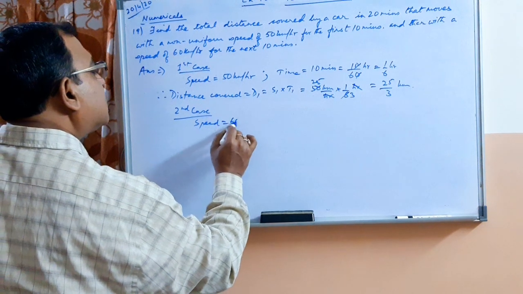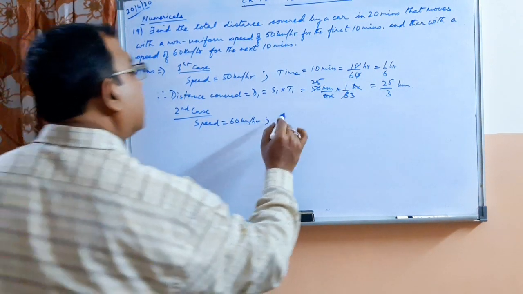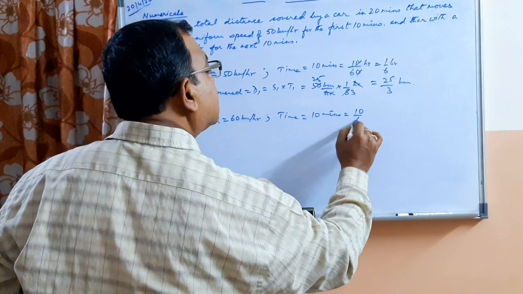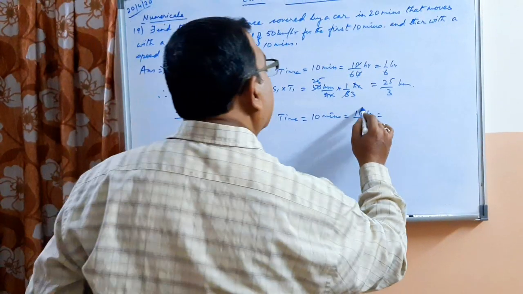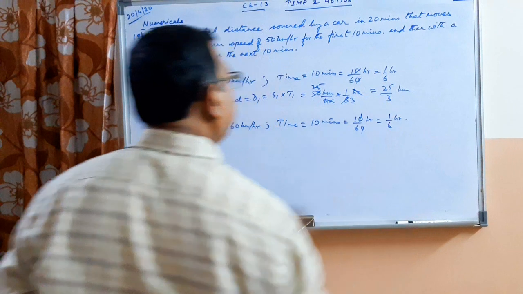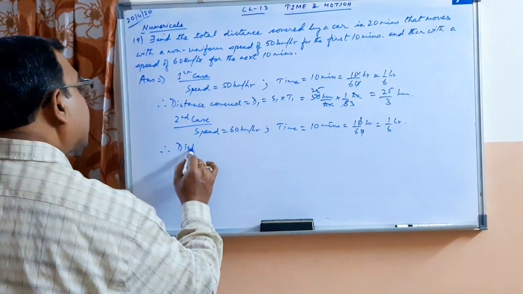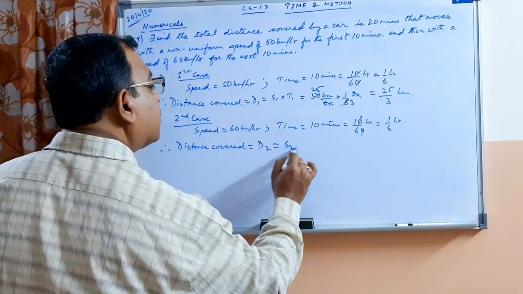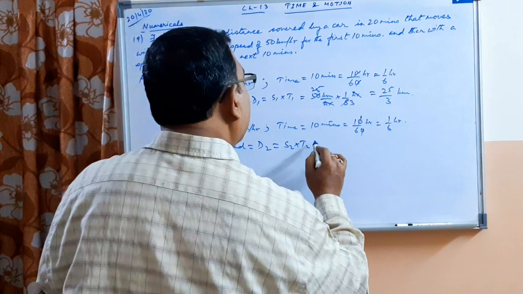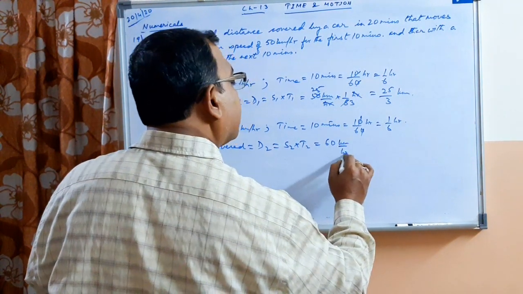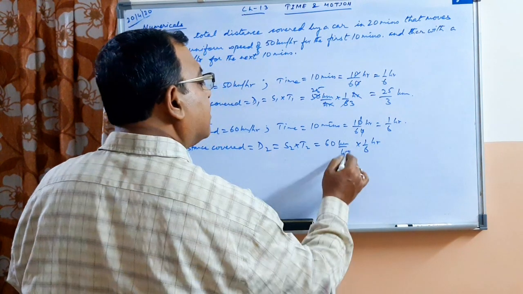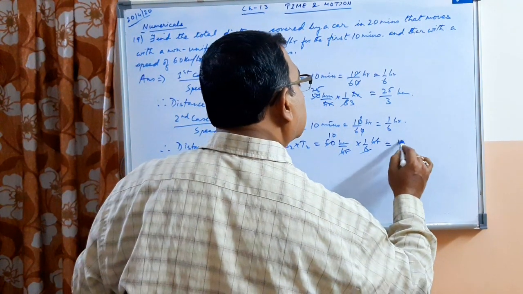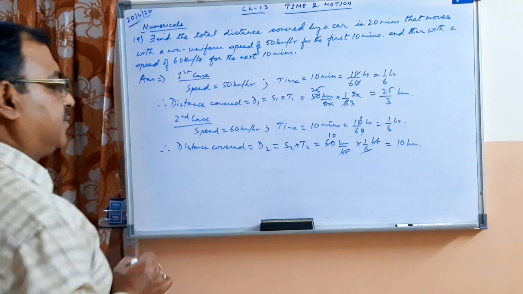The second case, speed in this case is given 60 km per hour, time same 10 minutes, that is 10 by 60 hour, that comes to 1/6 hour. Therefore distance covered is equal to d2, that is equal to s2 into t2, that is 60 km per hour multiplied by 1 by 6 hour. So here 6 gets cancelled, 6 10s are 60, that comes to 10 km, right?